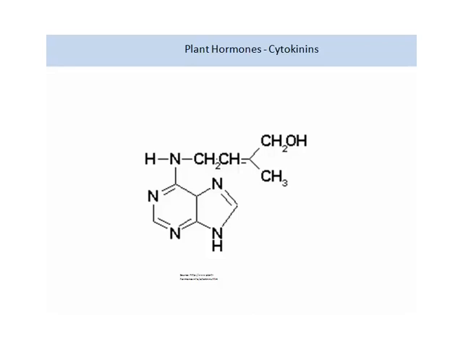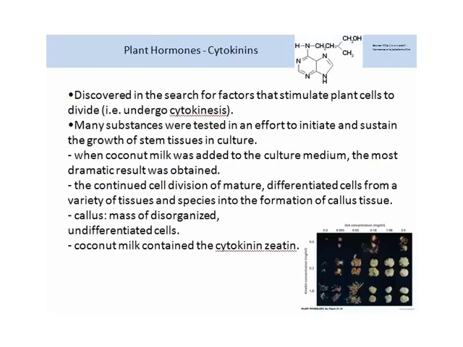Now we're going to look at the plant hormones called the cytokinins. The illustration on your screen is the chemical structure of a cytokinin. They were discovered in the search for the factors that stimulate plant cells to divide. This process is called cytokinesis.